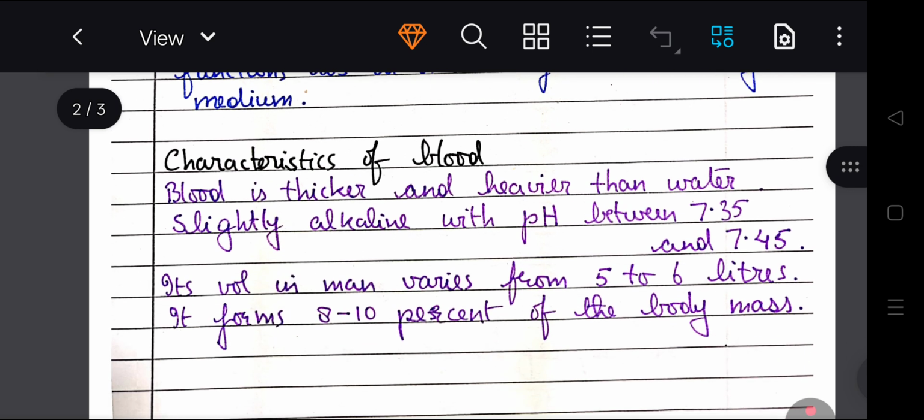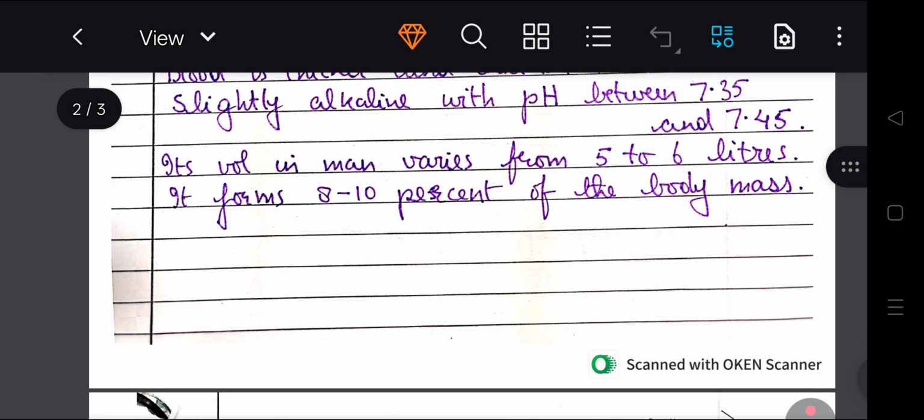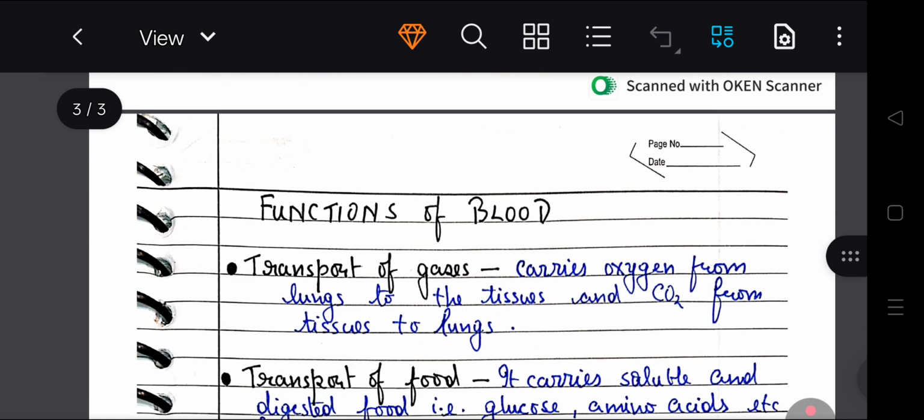Characteristics of blood are: blood is thicker and heavier than water, slightly alkaline with pH between 7.35 and 7.45. Its volume in man varies from 5 to 6 liters. It forms 8 to 10% of the body mass. So blood forms 8 to 10% of the body mass.